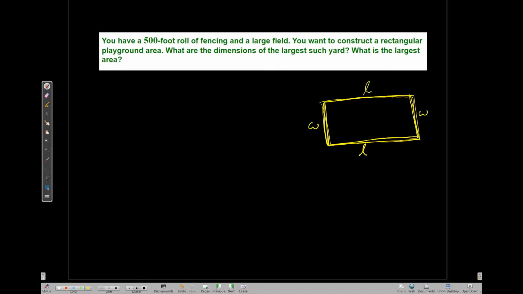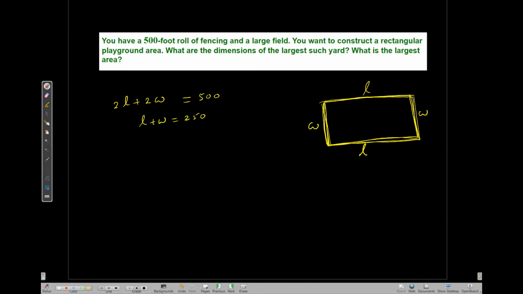Now the first thing that you know, 500 is what? L plus W plus L plus W. So 2L plus 2W equals 500. Or if I divide this by 2, I get L plus W equals 250. That's the first thing we know. And what are the dimensions of the largest such yard?